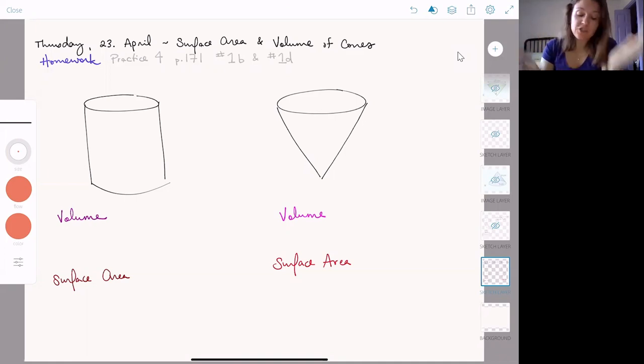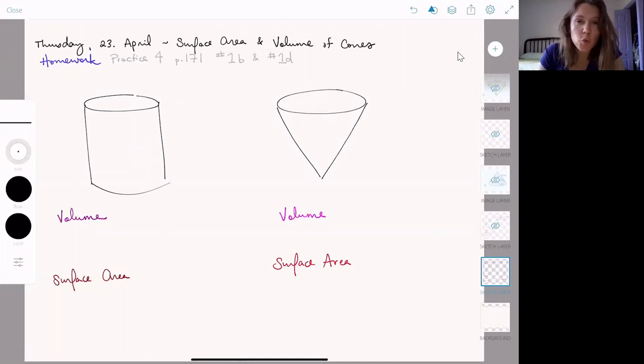But first, your homework is going to be practice 4 from page 171, numbers 1B and D only. We'll be doing A and C together. It's a really short homework assignment because tomorrow is going to be a double lesson and a little bit longer, okay? But first, let's start out just with a pretty basic review.